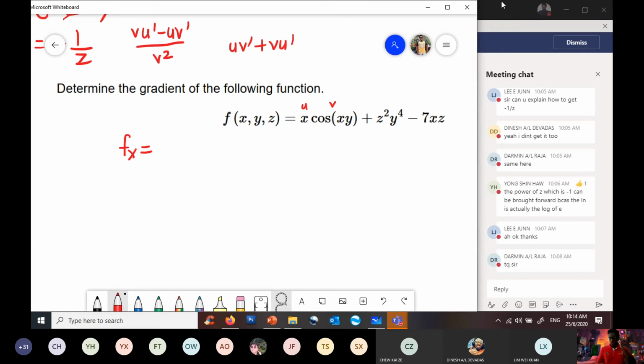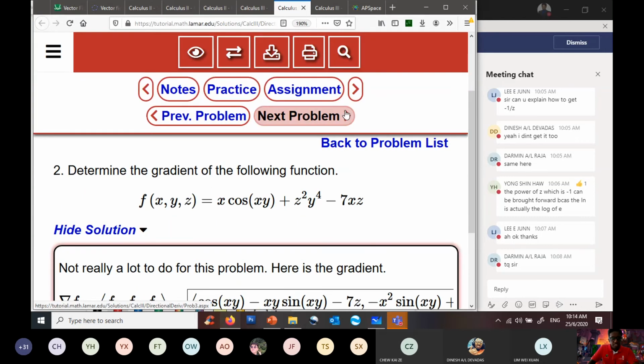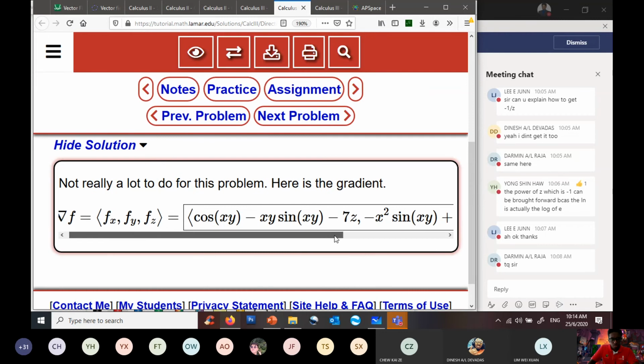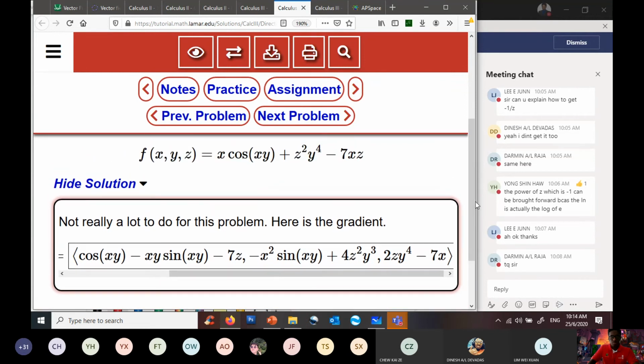So again, let me show you the answer and see whether you can get the same answer here. Only the first one is a bit long because you have product rule in it. Okay, it's a long answer, but there you go. There are three components separated by a comma here, so make sure you are aware of that. So three components, one for X, one for Y, one for Z.